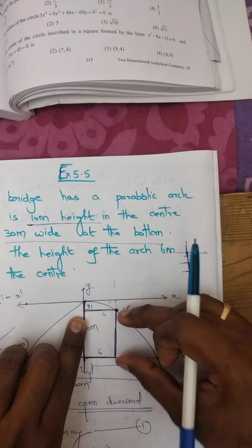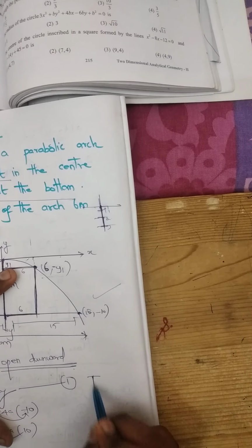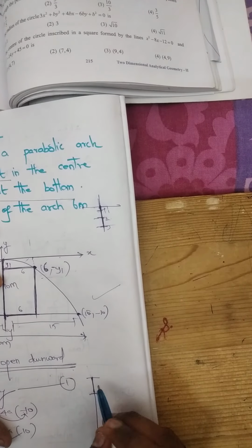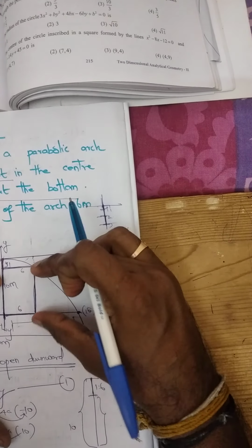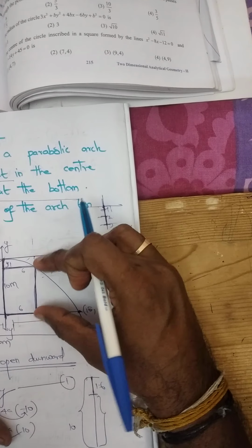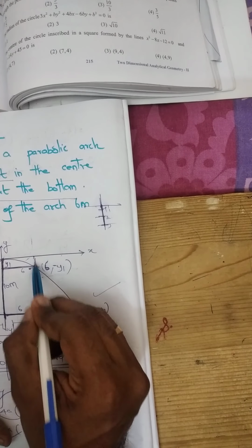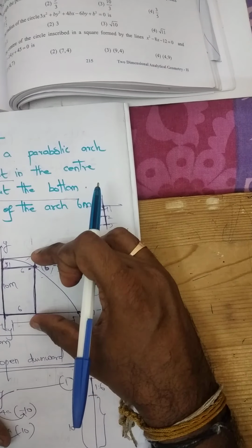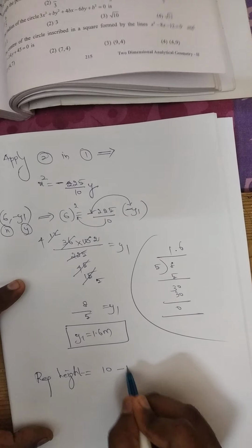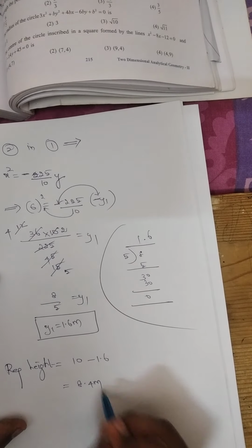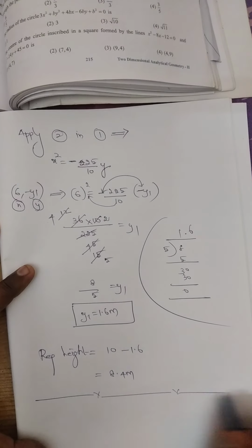So students, listen to what I found. I have found this distance, but what are they asking? They are asking this distance. So I'm going to draw the line properly. I have found this distance, y1, which is 1.6. The total distance is 10. But I need this distance, the height, from here to here. So it is 10 minus y1. Therefore, required height is equal to 10 minus 1.6, which is 8.4 meter. This is our required answer for this sum.